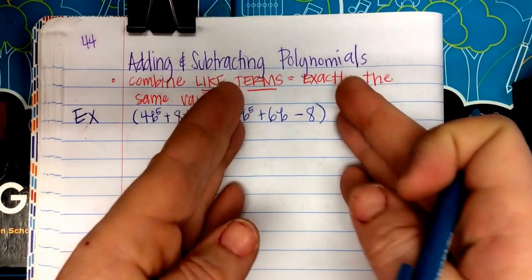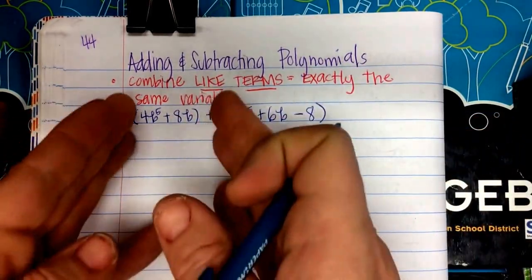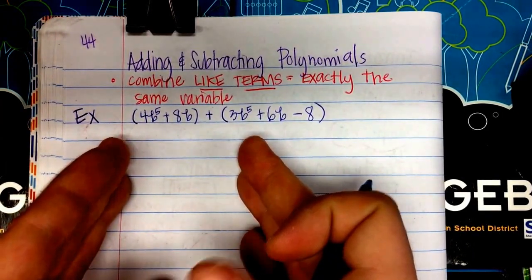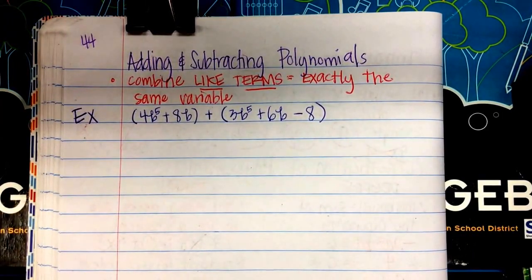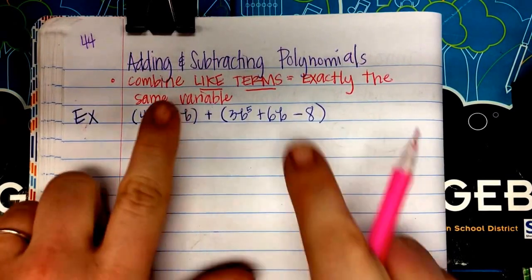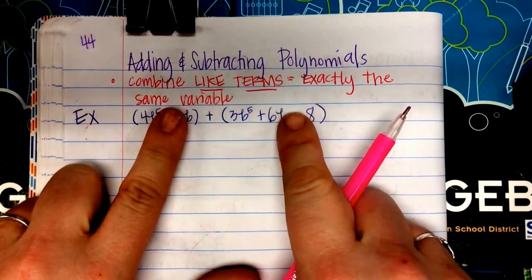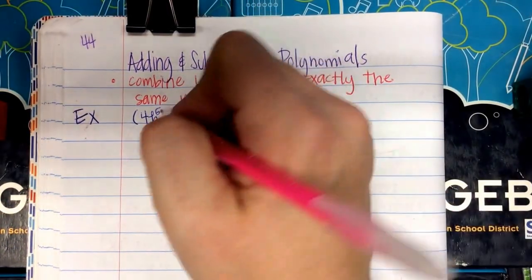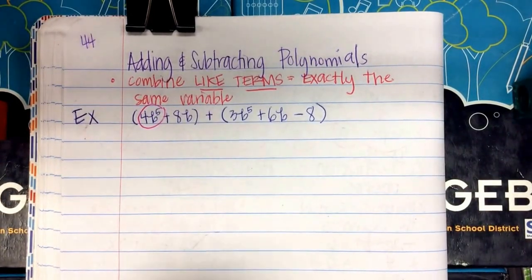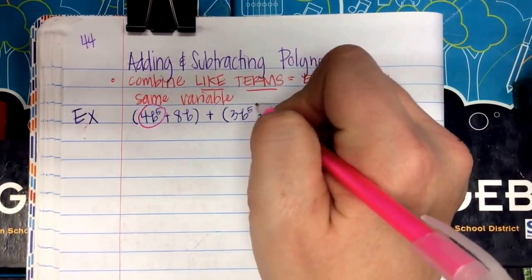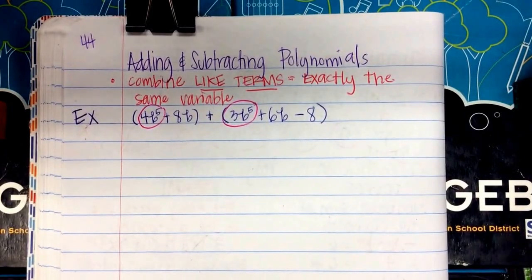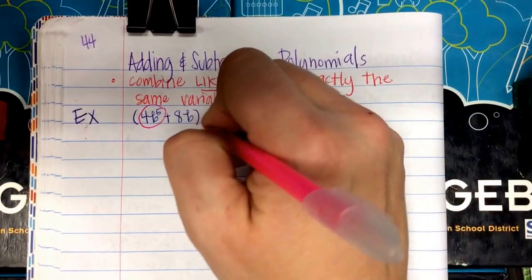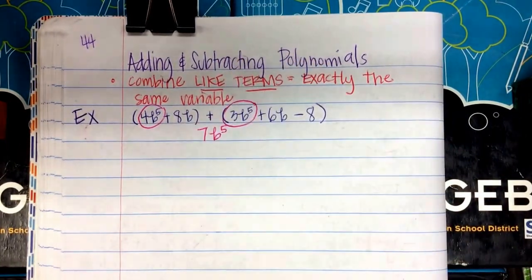Some people like to take them and move them so that they're vertical to each other. They line them up vertically. Other people like to just circle what can go together. So if I'm looking from this polynomial to this polynomial, what can go together? Angelina, what's one grouping? 4b to the 5th, and it's positive, right? 3b to the 5th. 4b to the 5th plus 3b to the 5th is 7b to the 5th.